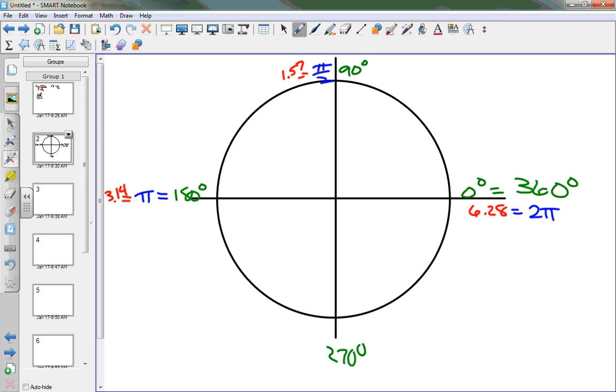Okay. Now, if I'm at pi, then I need to go down to 270. I was at 180. I need to go down to 270. Well, let's think about this a little bit. If 90 is pi over 2, right? I'm going to add another 90 degrees, or another pi over 2. So pi over 2 and pi over 2 is?